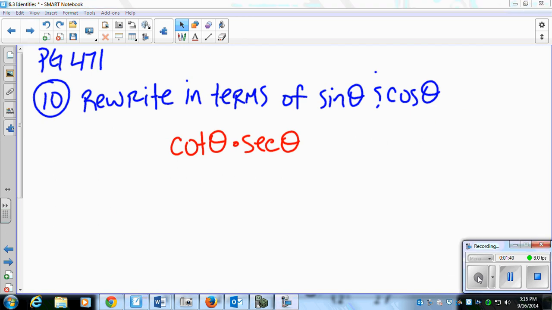So I'm going to work through some of the even ones, and you guys will do the odd ones tomorrow in class. But one of the first strategies when working with trig identities is to rewrite things in terms of sine and cosine and then simplify.